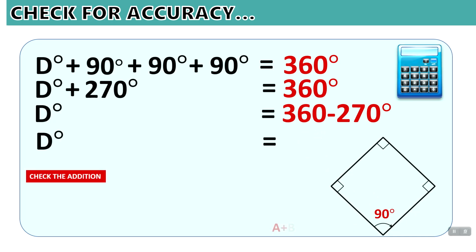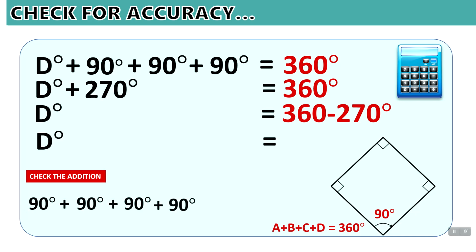So D is 90 degrees, which is also a right angle. Let's check the addition of all four angles. 90 plus 90 plus 90 plus 90. We can add that 4 times, or we can multiply 90 by 4, and we get 360 degrees. What shape is this? Yes, it's a square. A square has 4 right angles.